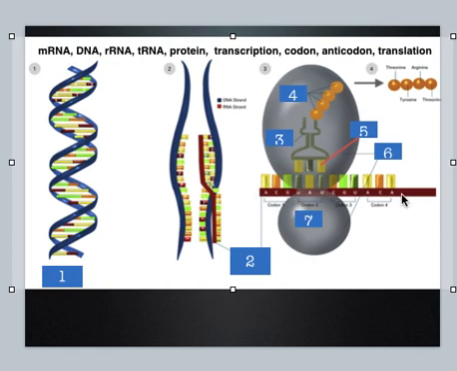Well, the mRNA has the codon. So this is the codon, and then the tRNA has the opposite of the codon, and the prefix for opposite is anti, opposite or against. So number 5 would be the anticodon. So these are the codons, every 3 colors. 1, 2, 3, codon. 1, 2, 3, codon. The anticodon is on the tRNA, and the tRNA brings the correct amino acid to the ribosome.